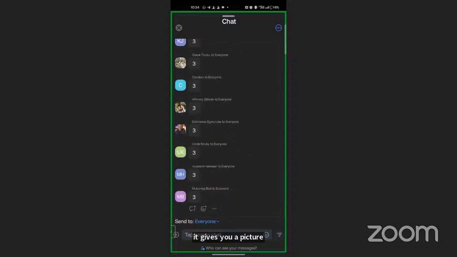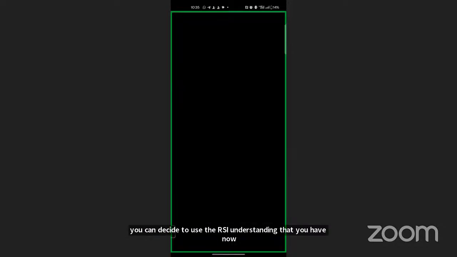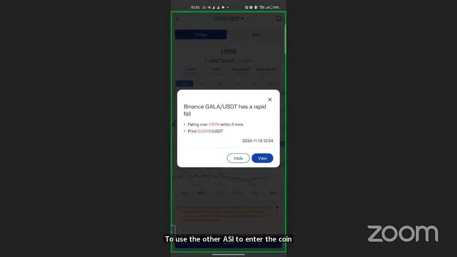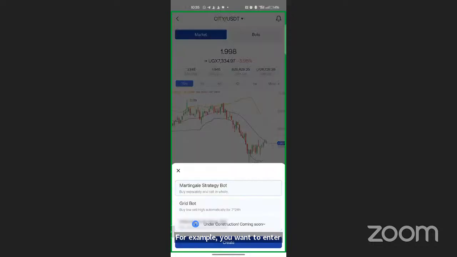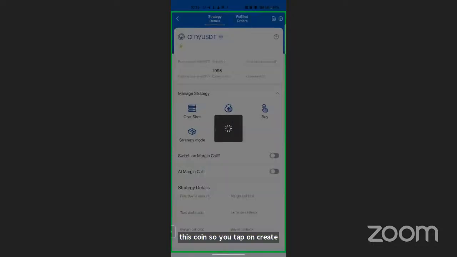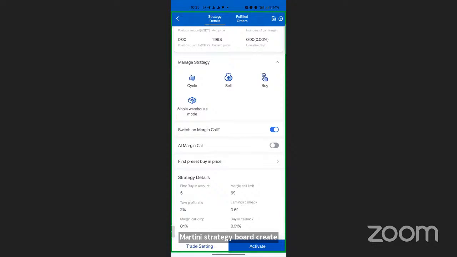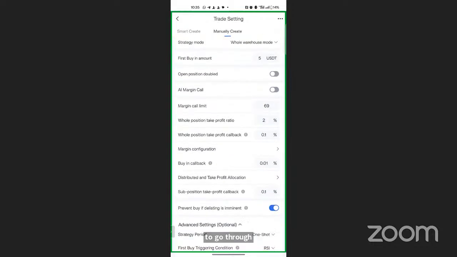Now, you can decide to look at the RSI and manually enter the coin yourself, or you can decide to use the RSI understanding that you have now, to use the RSI to enter the coin for you. What do you do? For example, you want to enter this coin. So you tap on create, marketing strategy board, create. Then you put in your settings, which I'm not going to go through. You tap on trade setting. You come down here on advanced option.